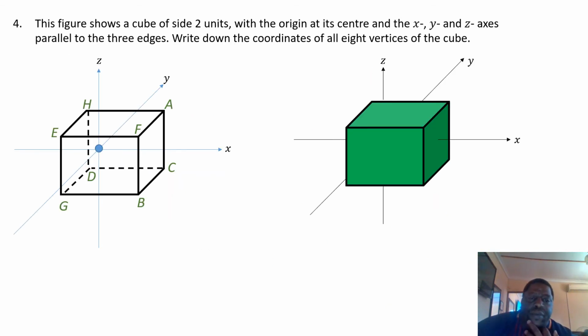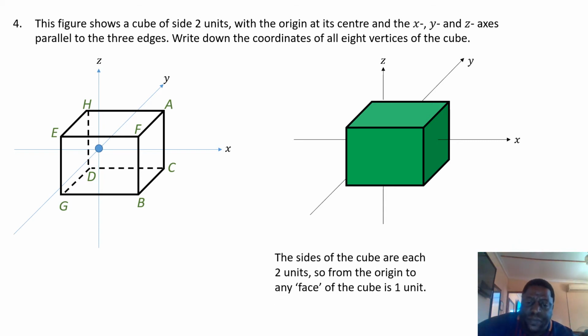Okay, so you have got a cube of size 2 units, so it's 2, 2, 2 everywhere. You are supposed to write down the coordinates of all 8 vertices. So this is very interesting. So you see where the center is. The origin for that is parallel to the edges. So I drew it something like that. Two sides of the cube are each 2 units. So from the origin to any face will be 1 unit. Okay, so it will be 1 unit, 1 unit.